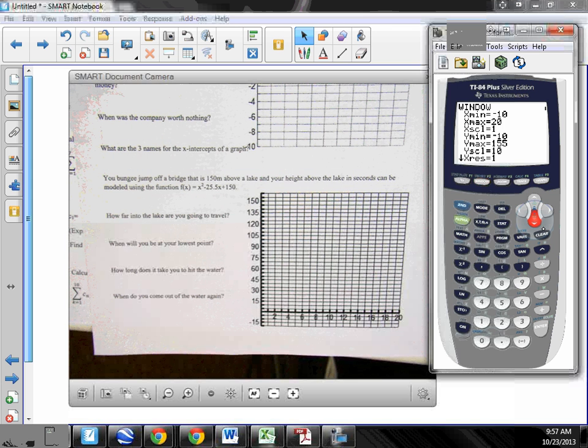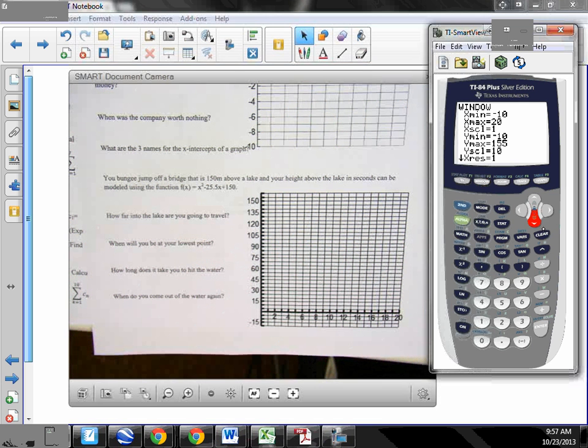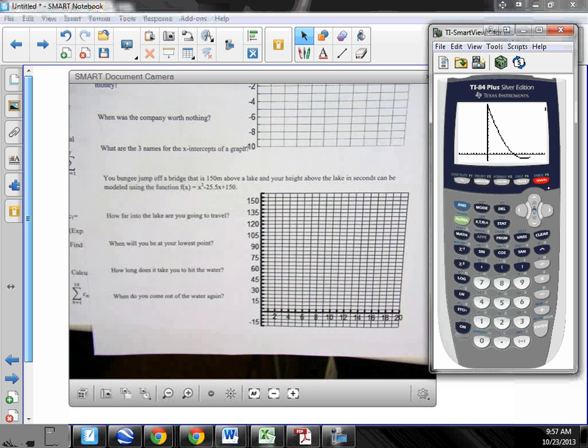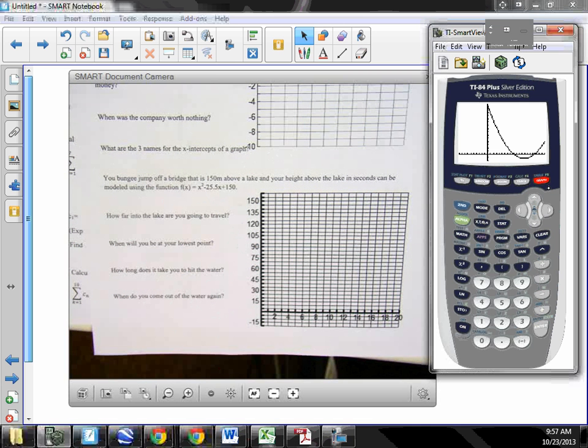How am I going to see the bottom of that graph? Change my y minimum to like negative 20. Now when I graph it, I immediately see a problem. You're going to hit the water. Apparently you didn't learn anything in my math class and you forgot to measure the rope. So you're going to hit the water.